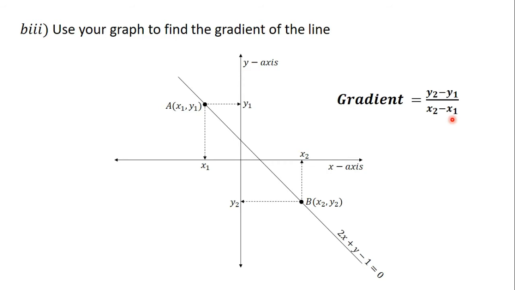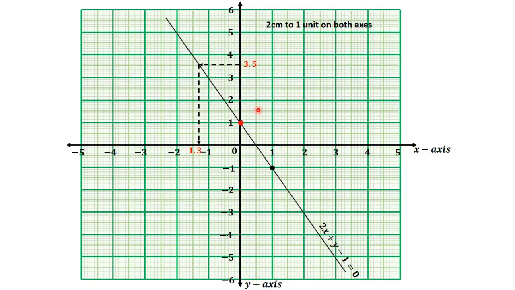Now let's do this on the actual graph sheet. So this is how our graph sheet looks like at this point. We have the 2 points 1, minus 1 and 0, 1 that we plotted in order to draw the line 2x plus y minus 1 is equal to 0. We have found the value of x when y is 3.5, and we have also found the y-intercept of the line. Now we are going to find the gradient of the line. We said that we need 2 points that fall on the line, so we are going to pick these 2 points. So I'll pick this one as the first point, then I'll pick this one as the second point.